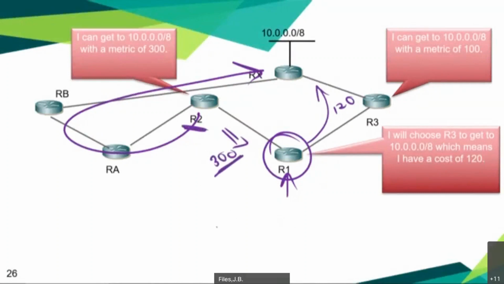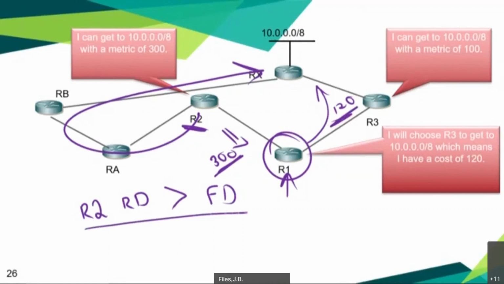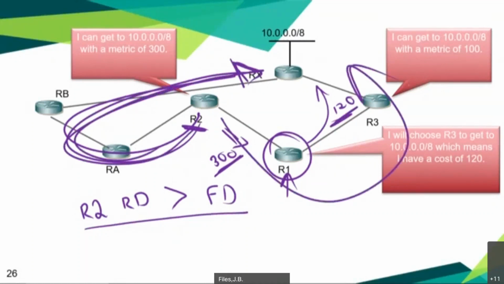Well, R2's reported distance. This isn't our distance because we would have to add this length to it. But R2's reported distance is greater than our feasible distance. Our feasible distance is what our distance is if we were to go that route. Okay. And so because of that, R2 theoretically could loop through that. This path is long enough that it might be a loop. Okay, we can tell by this topology.